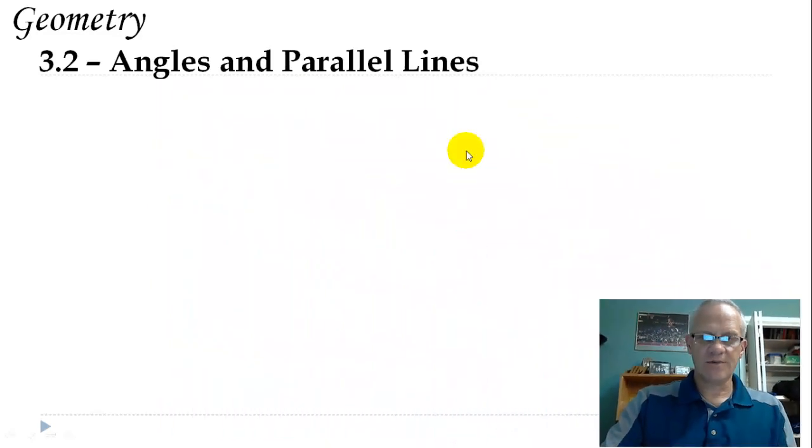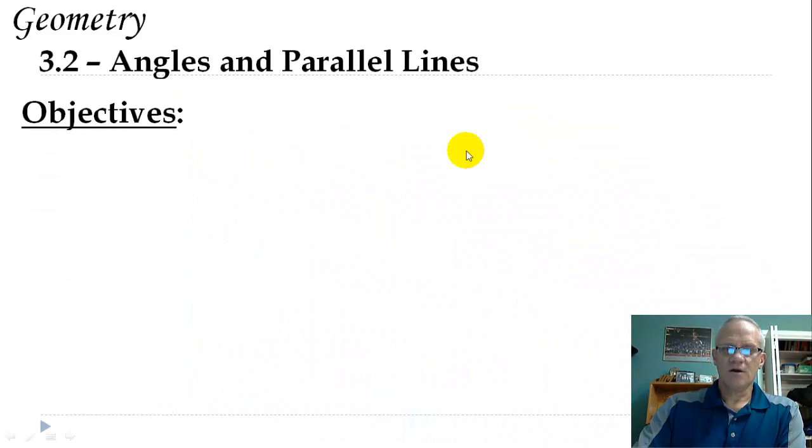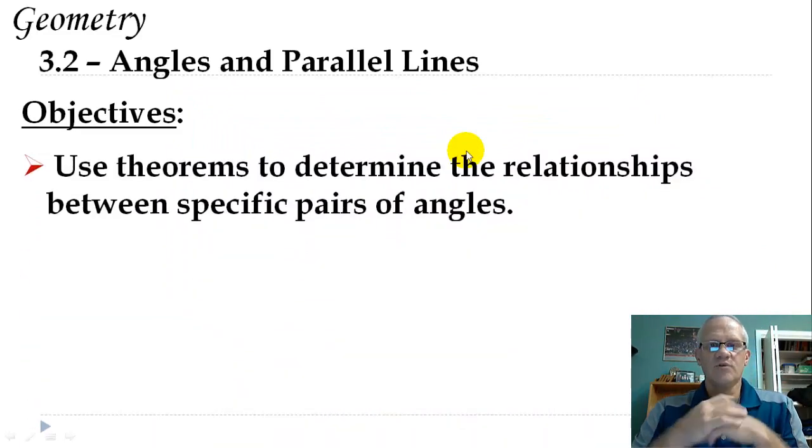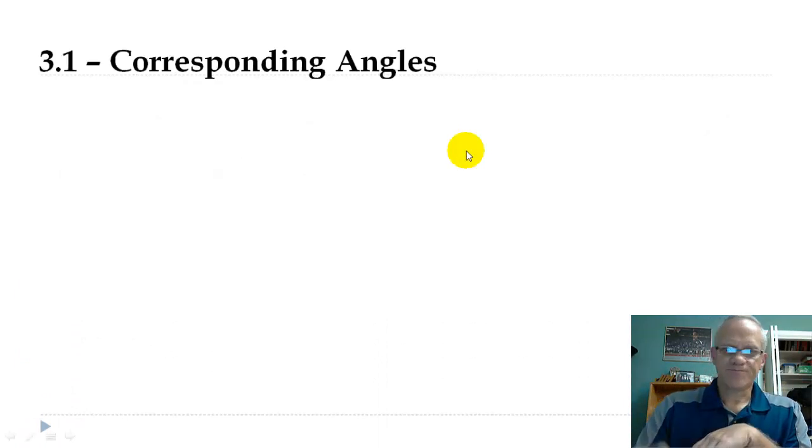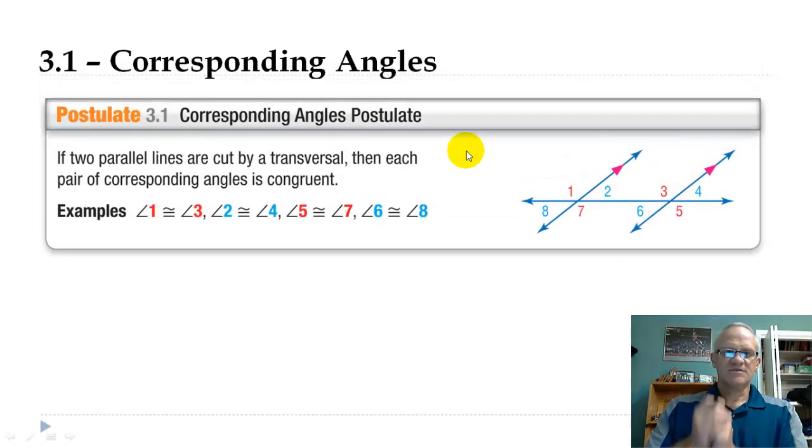All right, so today, first of all, our objectives. We're going to use theorems to determine the relationships between specific pairs of angles, and then use algebra to find angle measurements. I always like it when we use algebra. Okay, so let's start with this today.